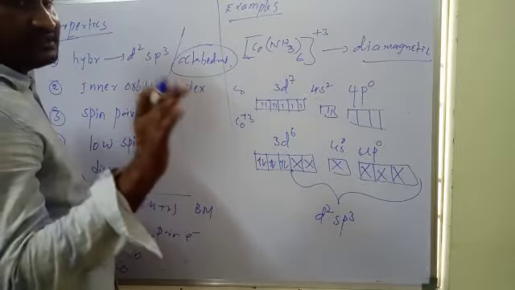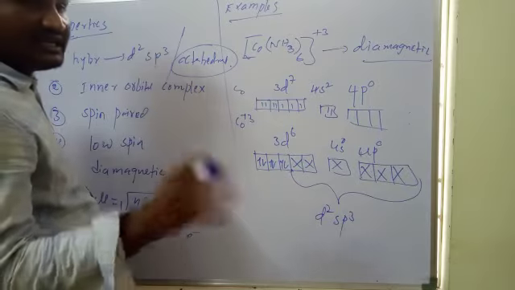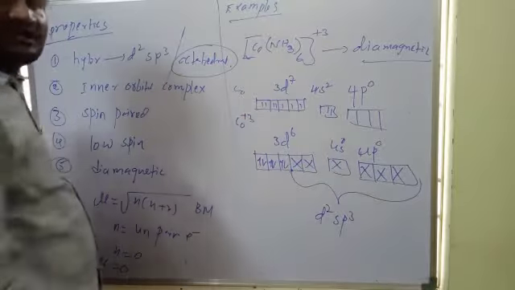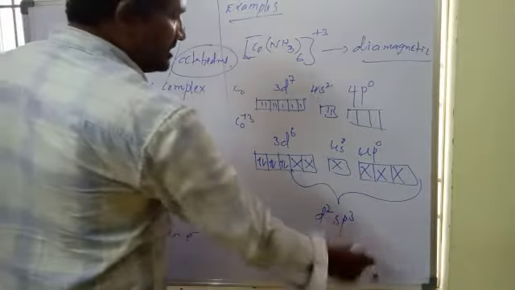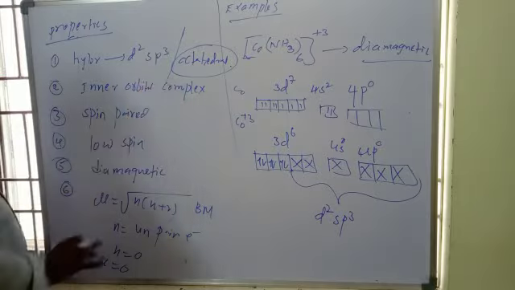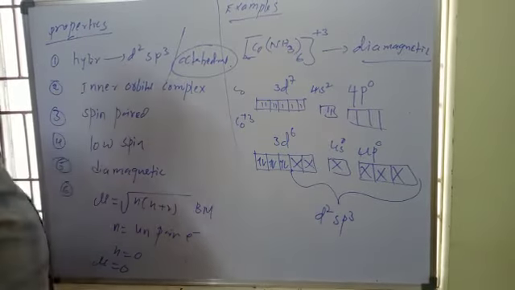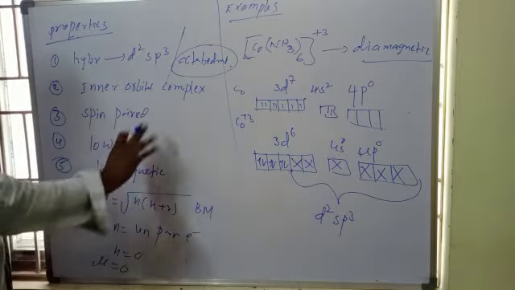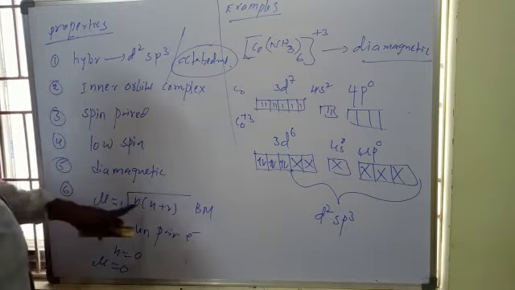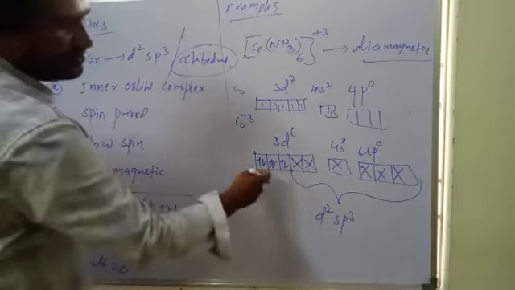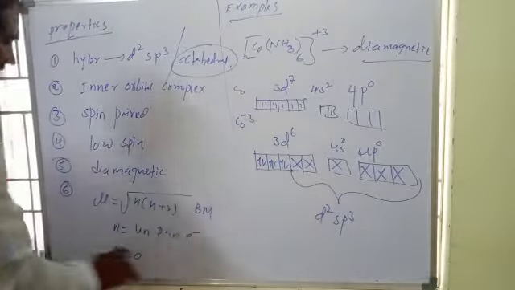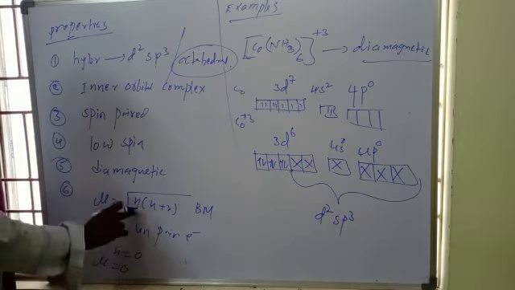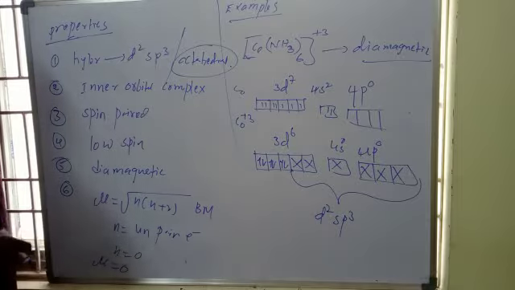The requisite number of vacant orbitals are created by the central metal atom. Requisite means it should be equal to the coordination number. So the hybridization is d2sp3. It is an inner orbital complex, because d is first in the hybridization. The shape is octahedral, spin paired, low spin, diamagnetic. n is the number of unpaired electrons; there are no unpaired single electrons, so it is diamagnetic and n is 0. Dipole moment is also 0.